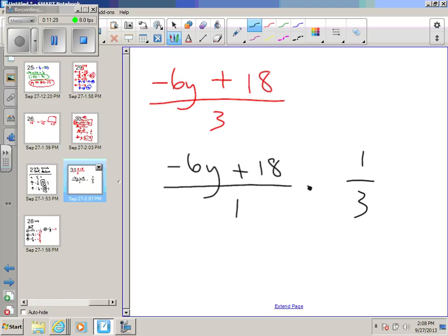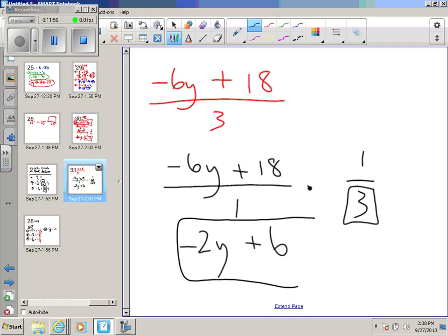Now to simplify this, I'm working with this 3 and I'm looking diagonally. The negative 6, is it divisible by 3? What do I get when I divide negative 6 by 3? So negative 2y, and then 18 divided by the 3 is positive 6. Simplify.